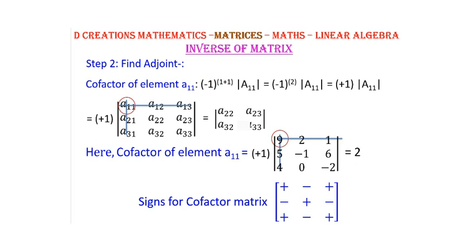Right? Now your task is to find out cofactor for each of these elements, each of the remaining 8 elements of the matrix. So I would suggest that you pause this video here, calculate the cofactors for each element, and once you are done with that and attach the signs, of course, then write the cofactor matrix and only then resume the video.